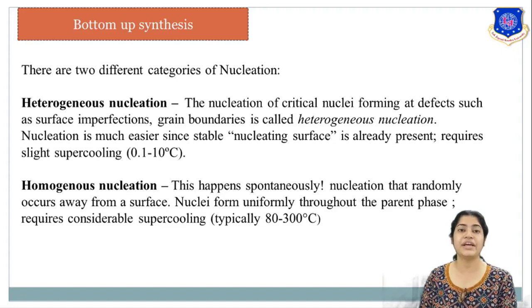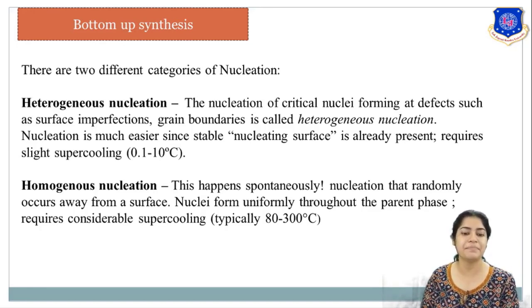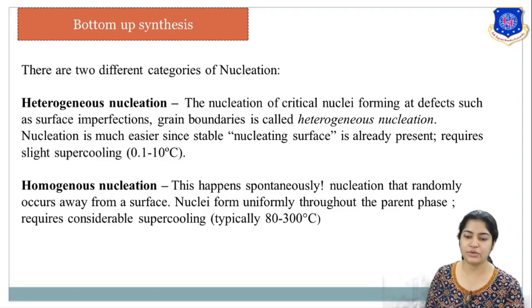Again, in nucleation we have two types, heterogeneous and homogeneous. The nucleation of critical nuclei forming at defects such as surface imperfections and grain boundaries is known as heterogeneous nucleation. If a defect is there in your surface and then nucleation occurs, that is heterogeneous. Homogeneous is when it happens spontaneously, at random, away from a surface, right? So it typically occurs at 80 to 300 degrees Celsius.